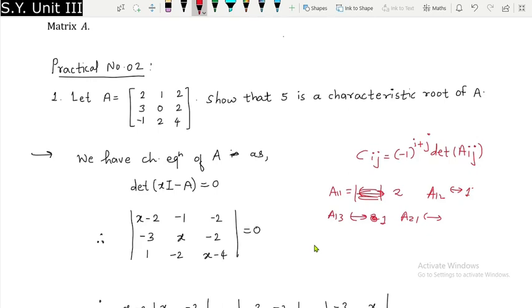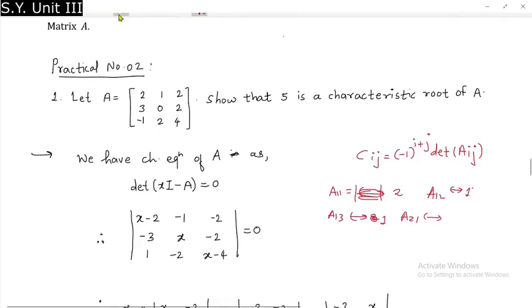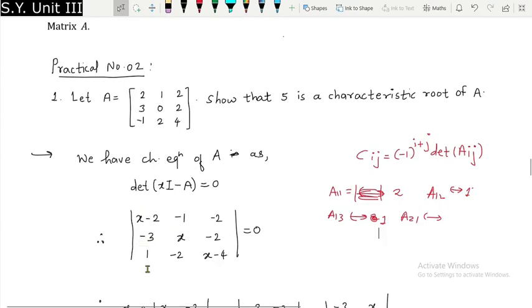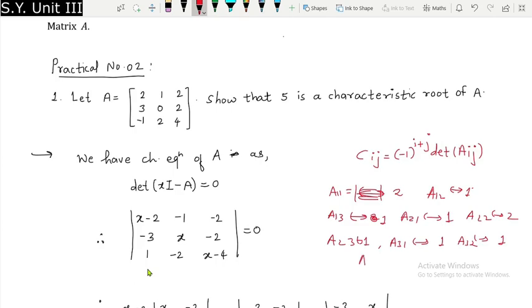Yeah, what about a21? So for a21, this second row and first column, so it will be a polynomial of degree 1. For a22, it will be a polynomial of degree 2. For a23, it will be a polynomial of degree 1. For a31, third row first column, so degree 1. For a32, third row second column, I guess 1. And for a33, it is going to be a polynomial of degree 2 once again, right?